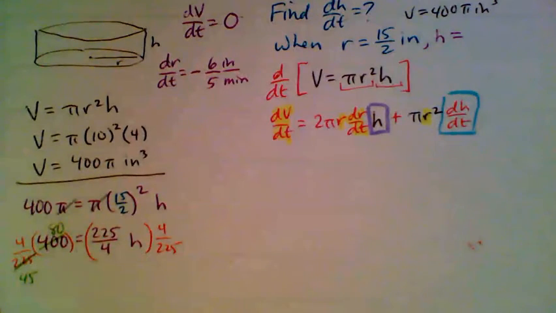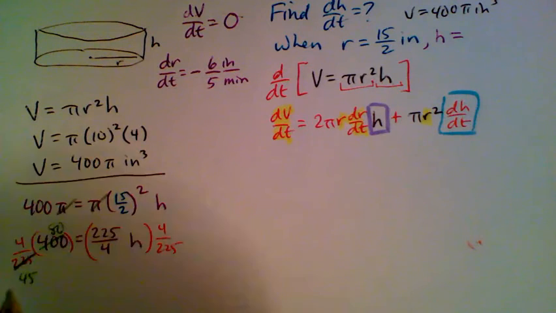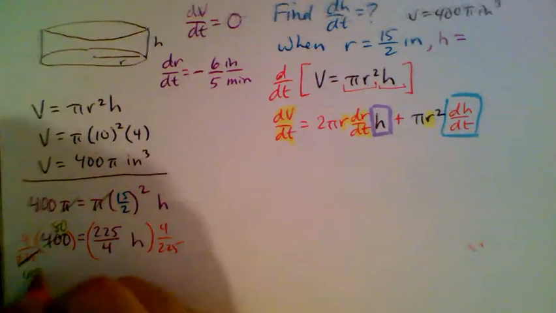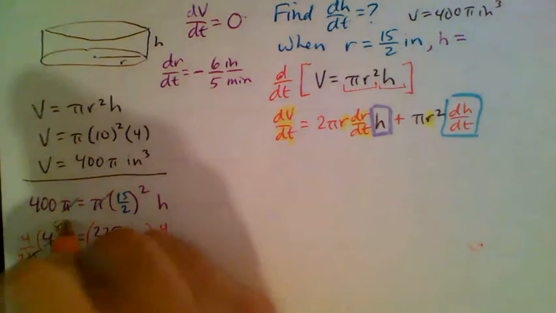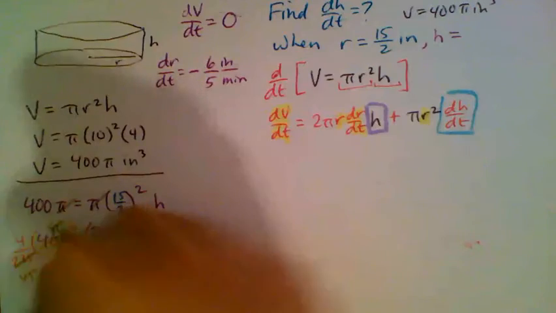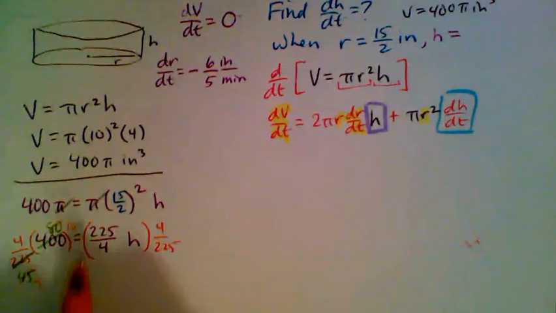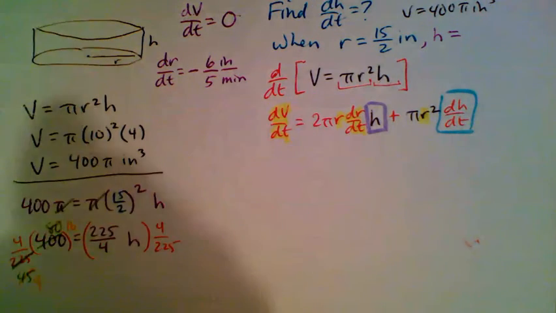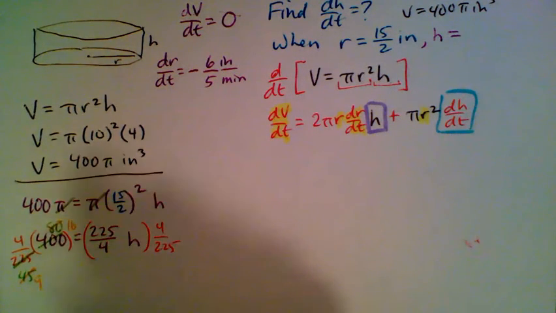And then next, 5 will still go into both of those, 45 and 80. So 5 into 45 goes 9 times, and 80 divided by 5 is 16. Okay, so I think we've got everything reduced as much as possible. Again, just trying to keep the arithmetic as compact and exact as possible.